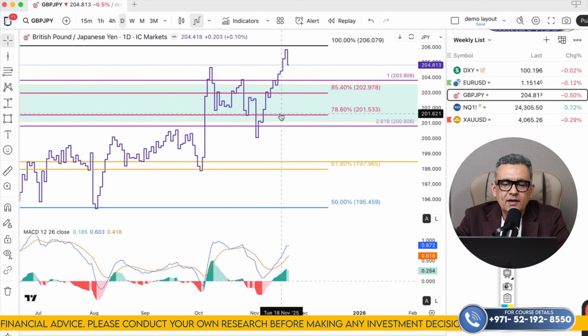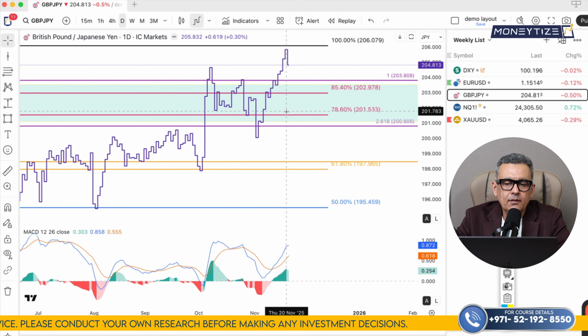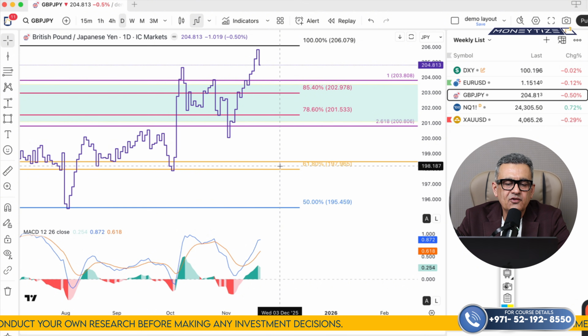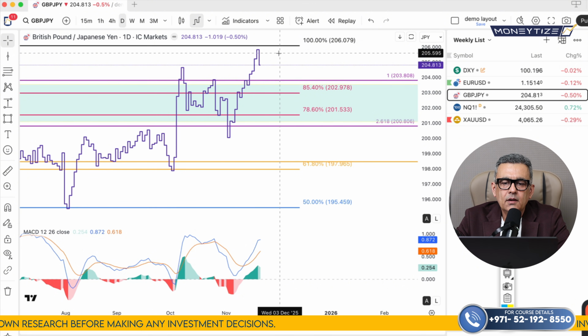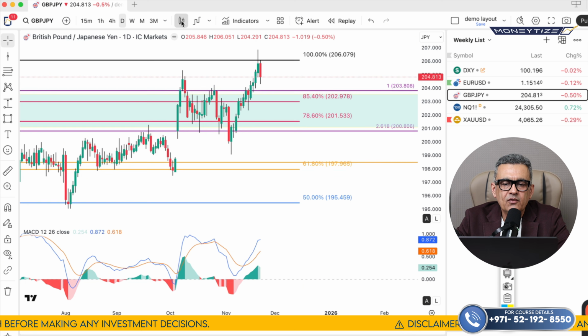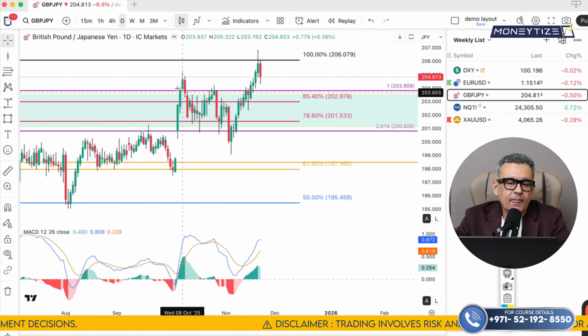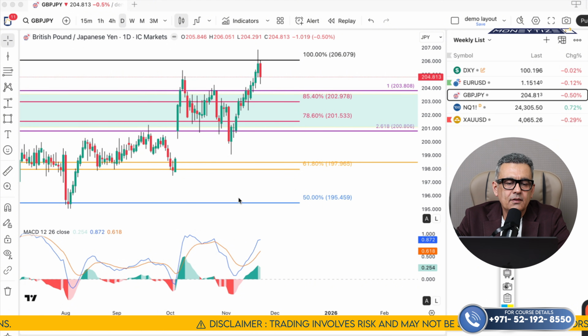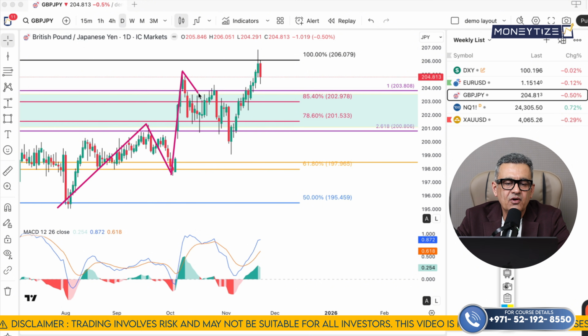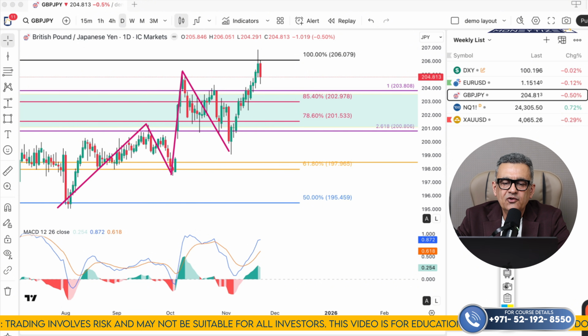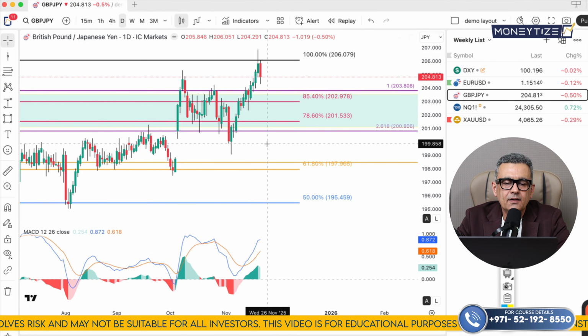Now this is the area of support, the local area, and I can see that it has created a new high, but right now it is facing resistance at 206.07. Now this is the first move up. I can use this as my Fib extension, second move up as second Fib extension. So this will help us to identify the nearest magnet levels.